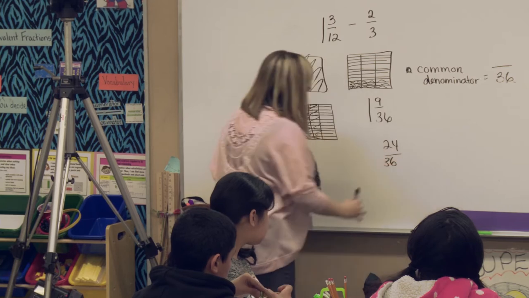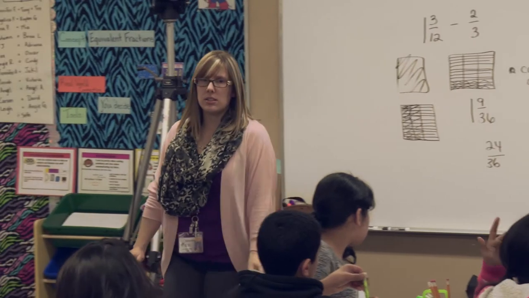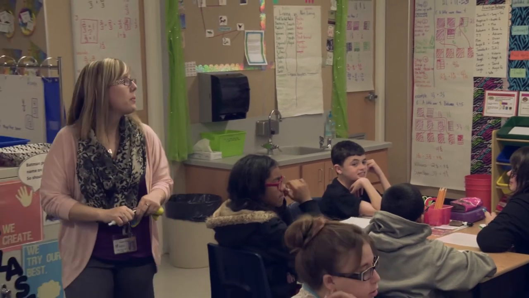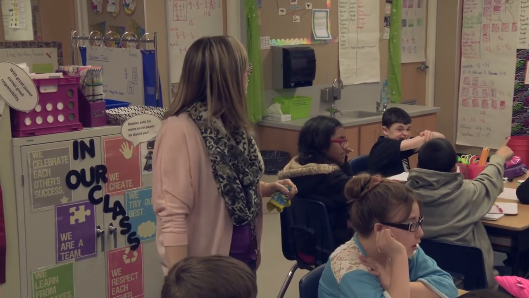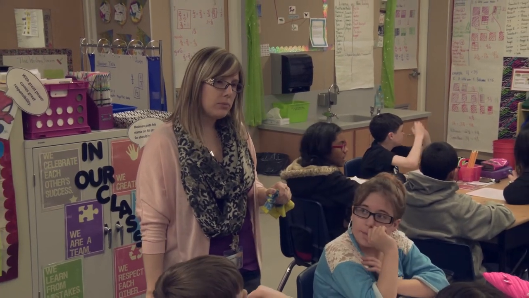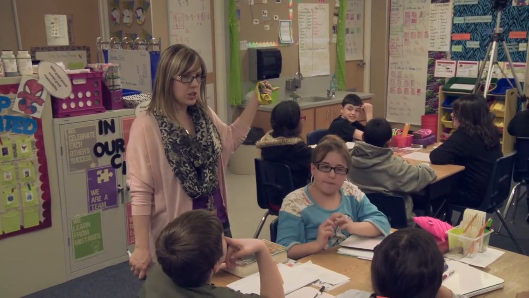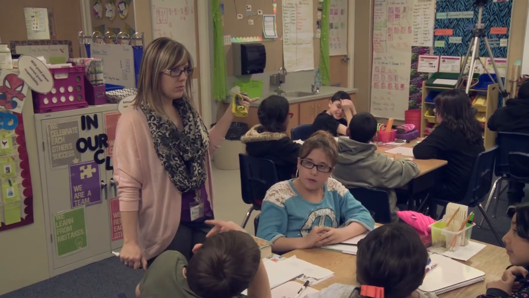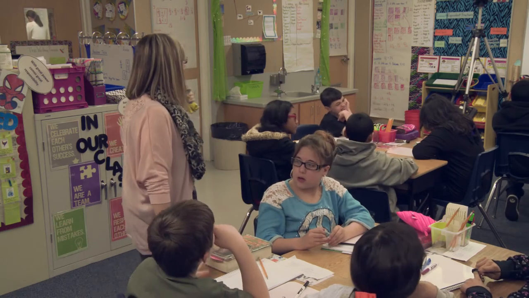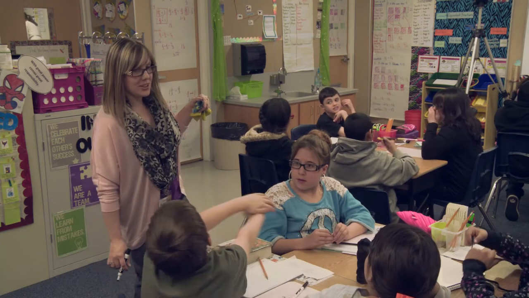24/36. I've encountered another predicament. I want to take 24/36 from 9/36. Talk to your table partner. What can I do? Make the 1 into 36ths, and then add it to 9/36. And so then the one in 1 9/36, I might need to change that into an improper fraction, add it to 36ths, and then you subtract it. You can make it a fraction, add it, and then make it not a fraction. Interesting.